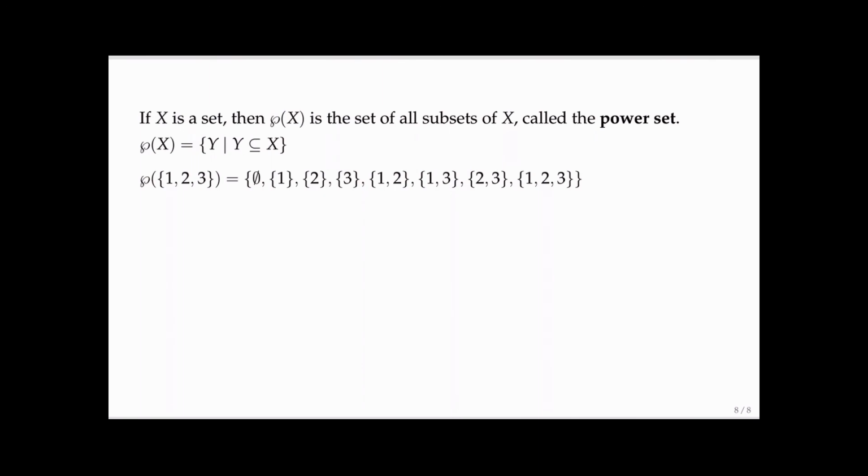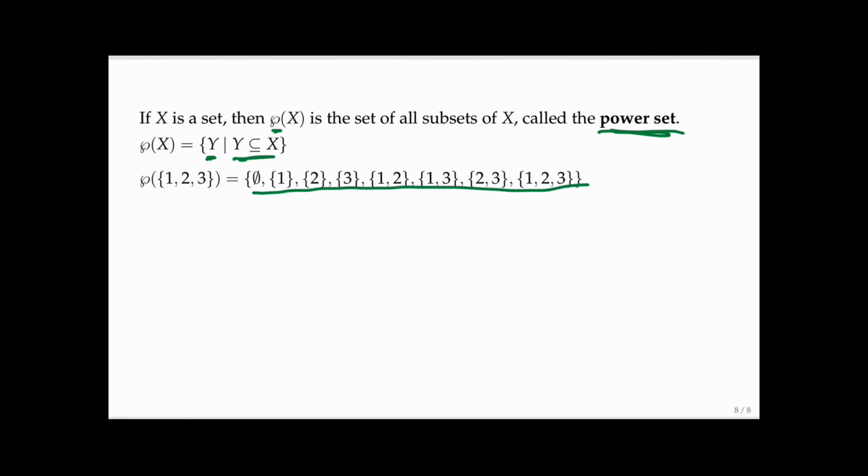Now, one final piece of notation is the notion of a power set. The power set of X, written with this funny looking P, is the set of all Y such that Y is a subset of X. So for example, the power set of {1, 2, 3} consists of these 8 objects: the empty set, the set itself, the sets consisting of 1, of 2, and of 3, and these 2-element sets.